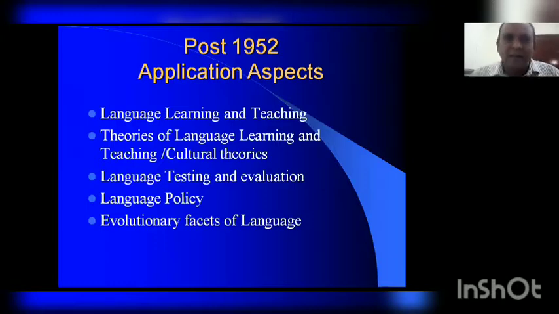Here, in the application aspect, there are many things interconnected within the field of linguistics. For example, language learning and language teaching, very many issues connected to them, identifying issues and conducting action research, applying reflective practice, and then coming to a conclusion. So this is one area that dominated our discussion post 1952.